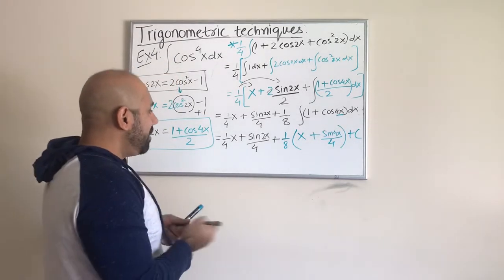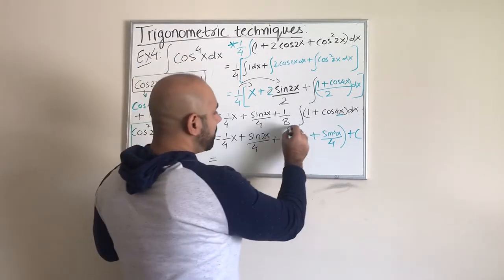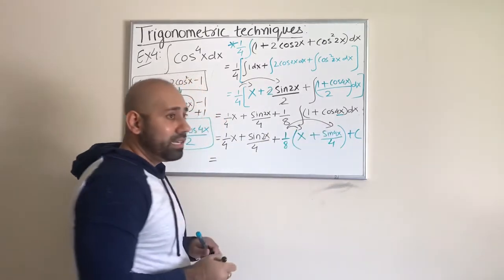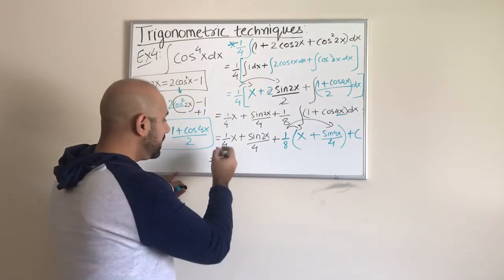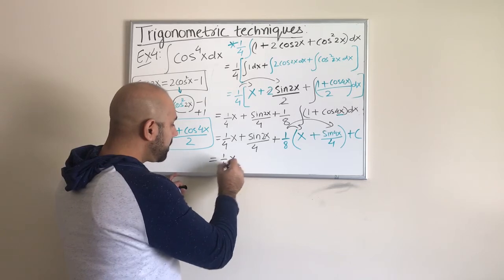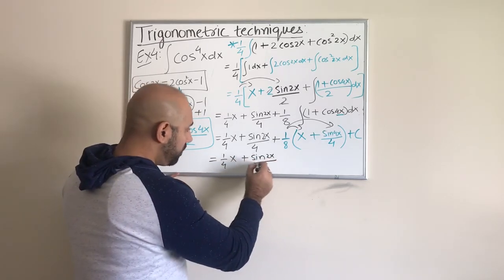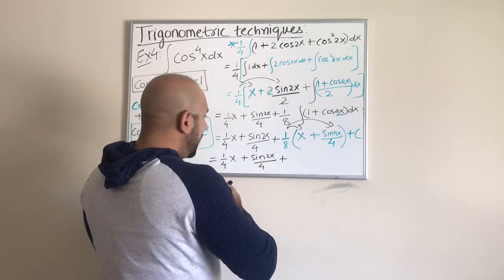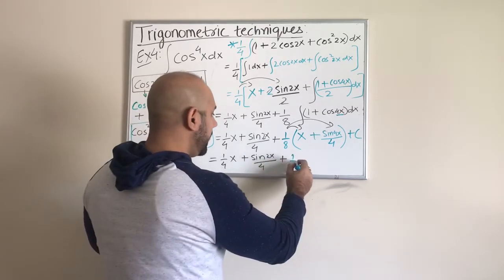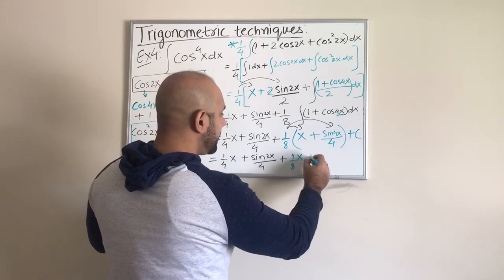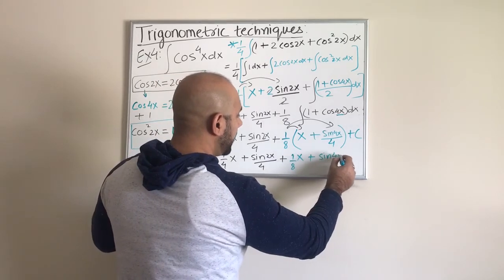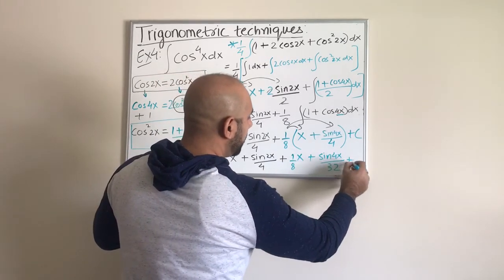Guys, we're almost done. Let us just distribute this 1/8, and then we can finally write our final value for the integral. So it's 1/4 x, that does not change. This is sine 2x over 4, and then this is going to be 1/8 of x, and then plus sine 4x over 32 plus c.